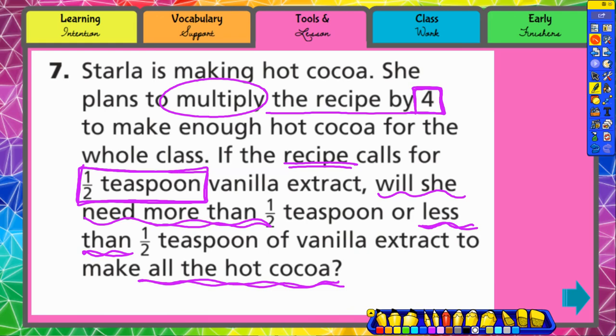So I can set this up when I'm taking a look at my plan. If I need 4 times the original amount and the original amount is 1/2, well, I know I'm going to need more than 1/2. So in my head, I need to be able to set this up so I'm going to get an answer that is more than 1/2. Well, I know that if I take 1/2 and I multiply it by the 4 groups that she's making of this recipe of hot cocoa, then I should be getting an answer that's greater than 1/2 because I'm multiplying 1/2 by a factor that's greater than 1.